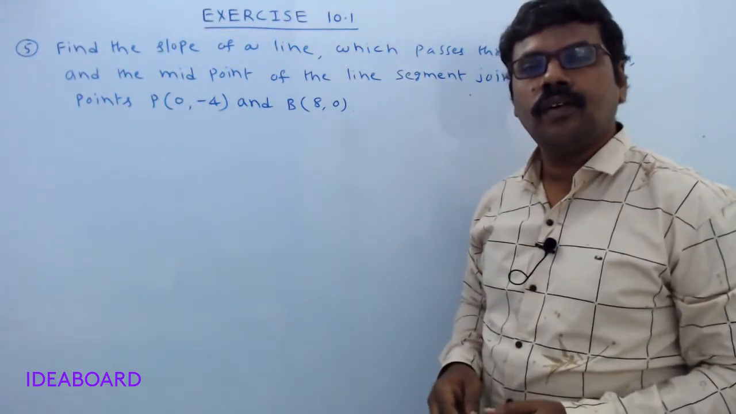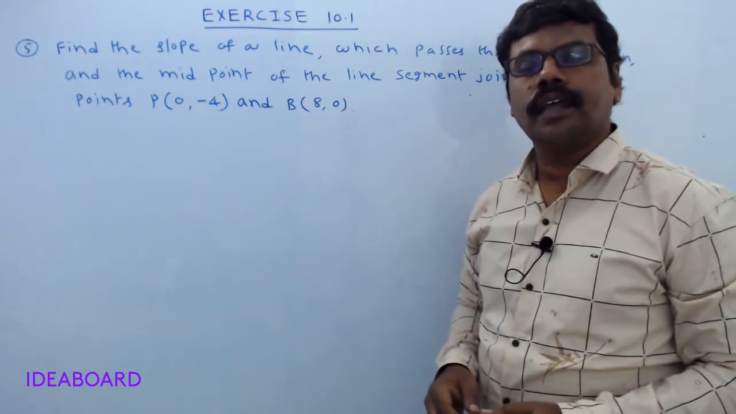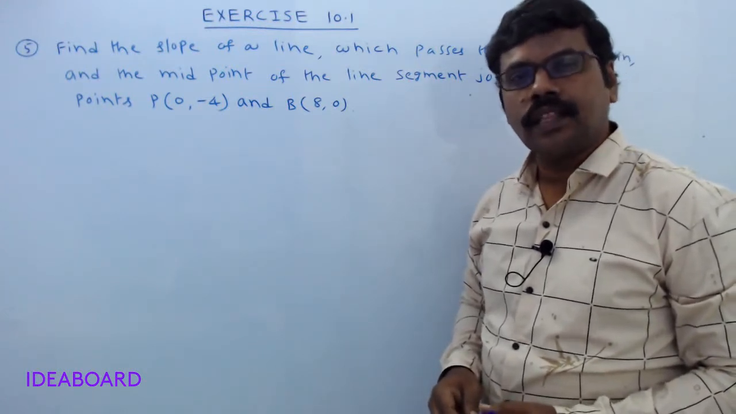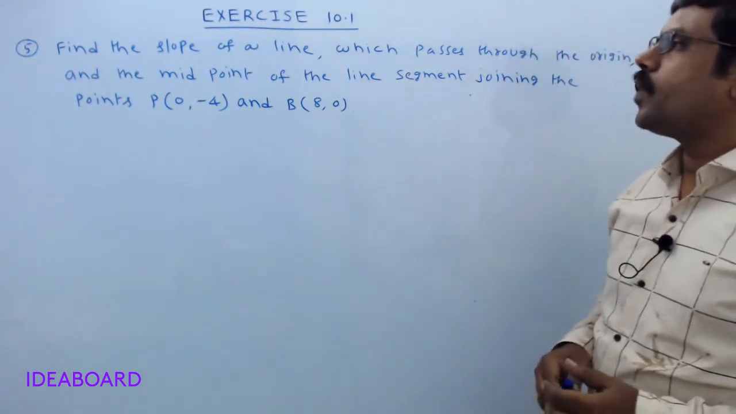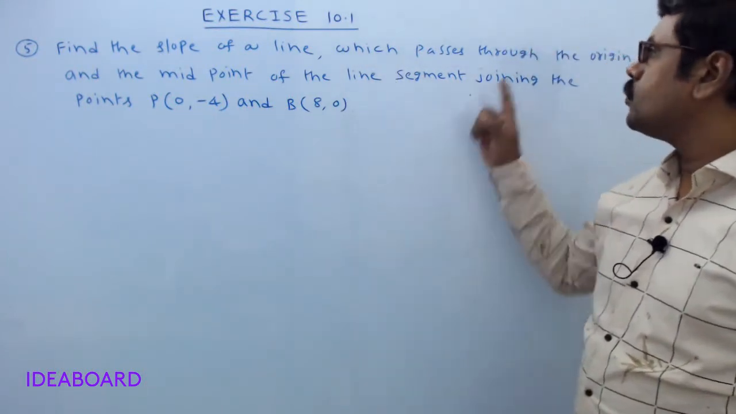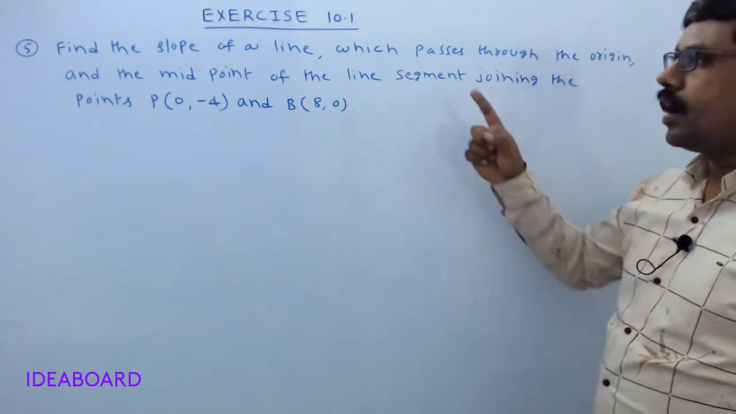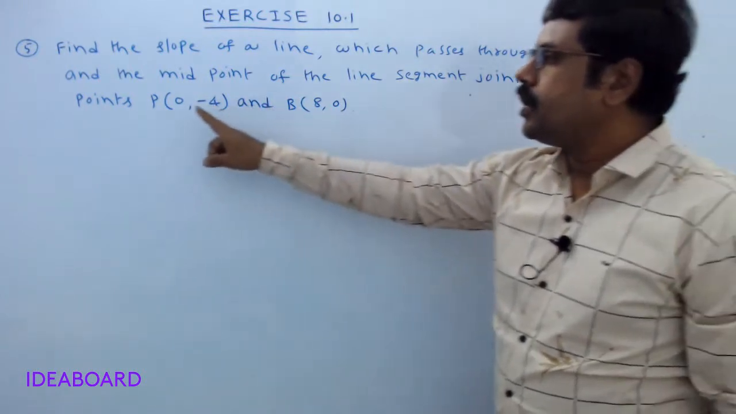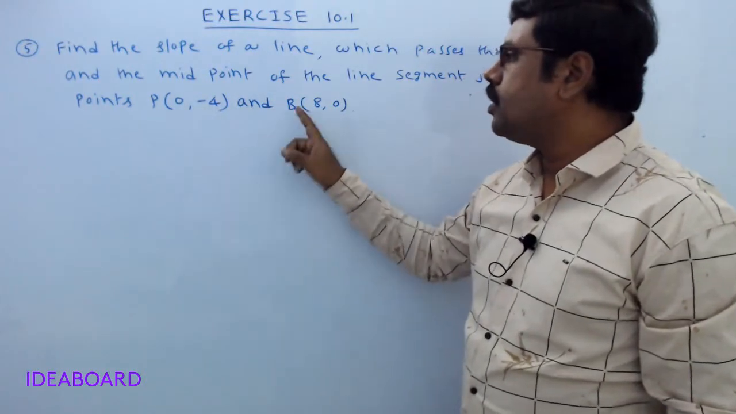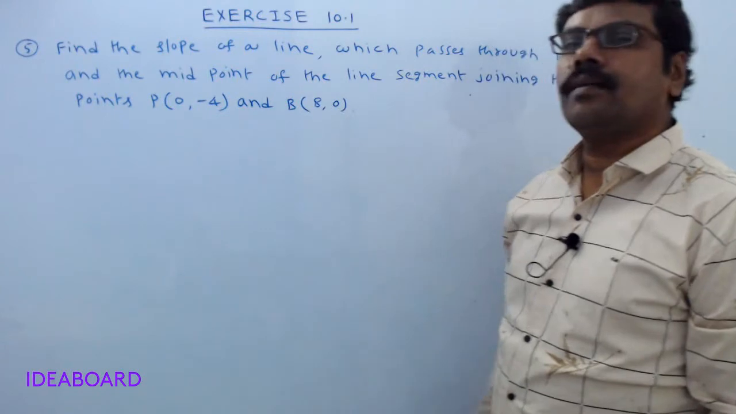In the previous video, we discussed a few problems in exercise 10.1. Now see the rest of the problems. What is the given problem? Find the slope of a line which passes through origin and midpoint of line joining the points P (0, -4) and B (8, 0).